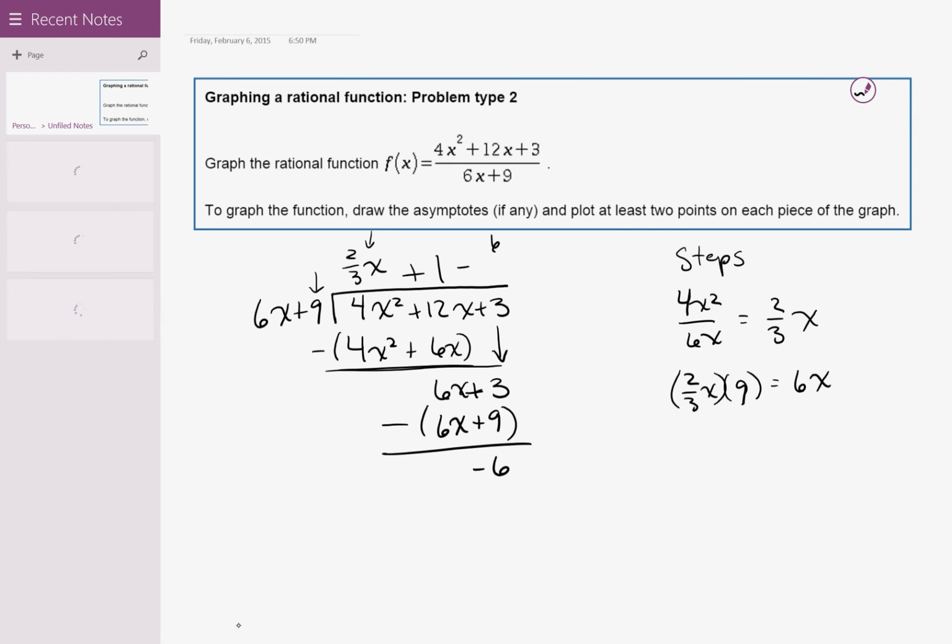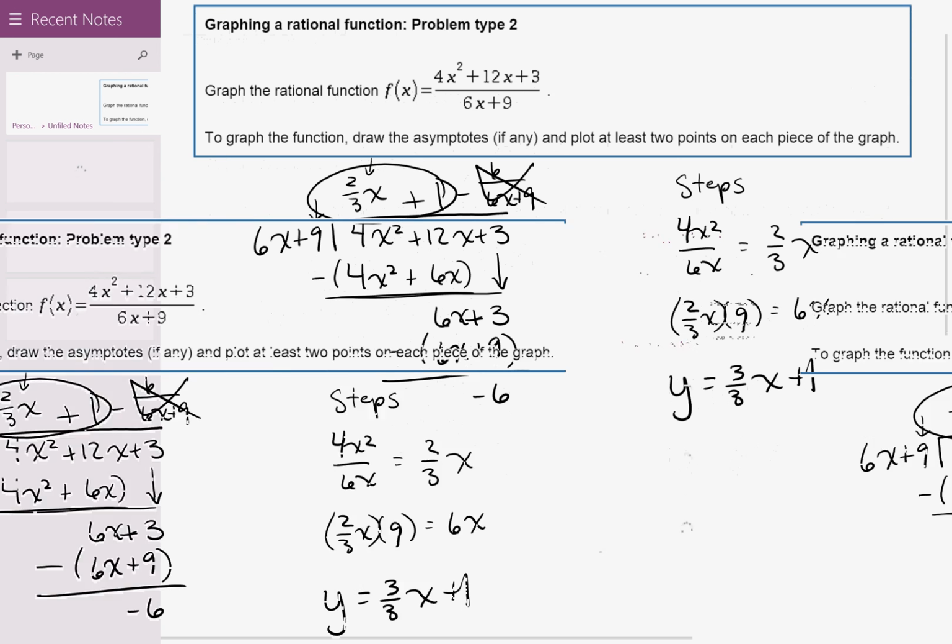And so I have negative 6 over 6x plus 9. And yes, that fraction simplifies, but I don't care about that fraction. That's the part that never quite becomes 0, and so it creates our slant asymptote. Our slant asymptote is y is equal to 2/3 x plus 1. So you have to be able to graph a line. 2/3 x.